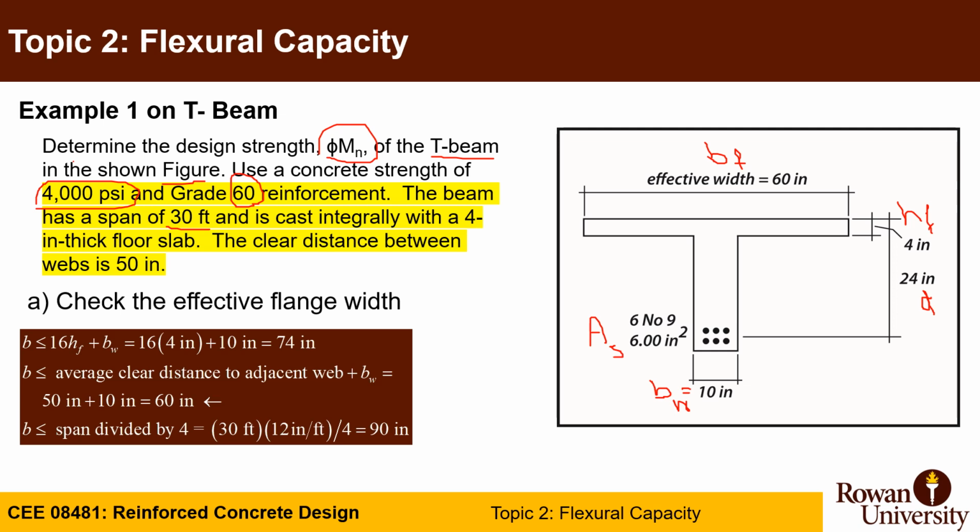Cast integrally with a 4-inch slab. Clear spacing between the girders is 50 inches. In this example, it was meant not to provide the effective width, but I've asked you to check it.